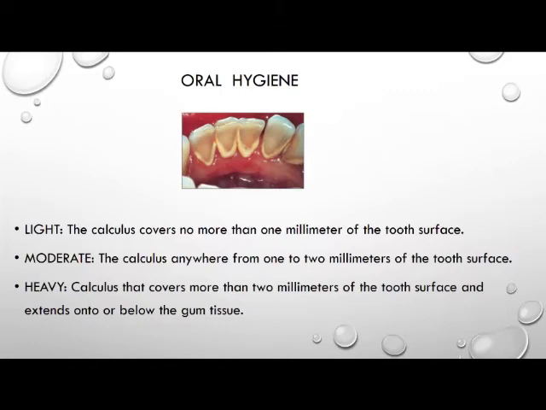Light is when the calculus covers not more than 1 millimeter of the tooth surface. Moderate is the calculus anywhere between 1 to 2 millimeters of the tooth surface, and heavy is something that covers more than 2 millimeters of the tooth surface and extends onto or below the gum tissue.